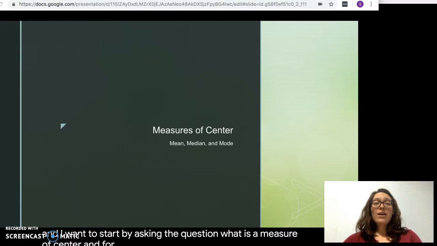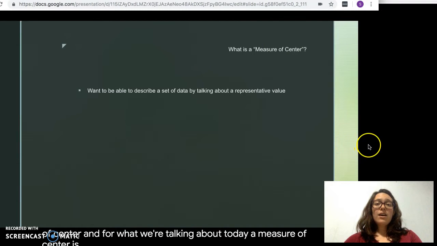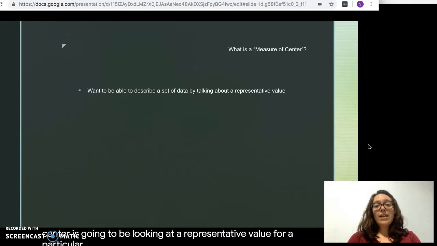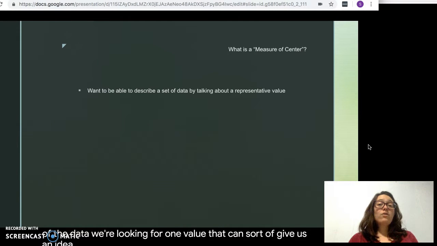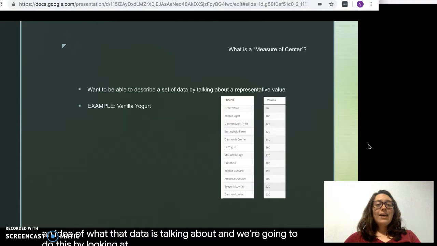For what we're talking about today, a measure of center is going to be looking at a representative value for a particular set of data. So instead of having a whole collection of the data, we're looking for one value that can sort of give us an idea of what that data is talking about. And we're going to do this by looking at an example.